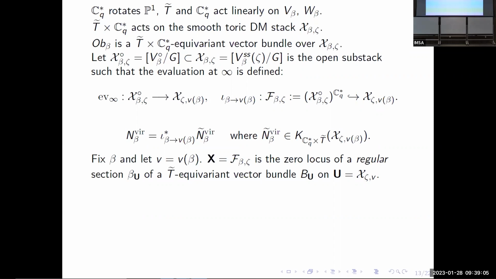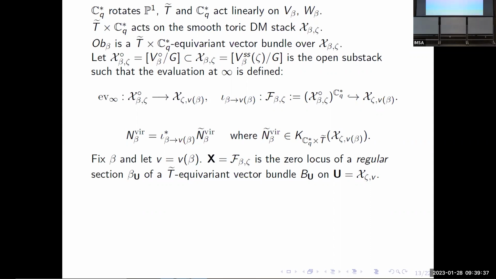And so it's already smooth, but we need to enlarge it so that the evaluation map is smooth. Recall that when we extend to U, we want the evaluation map on U to be a smooth map. So the smallest one we can take is just the whole X. So yeah, just apply this general construction to this very special case.